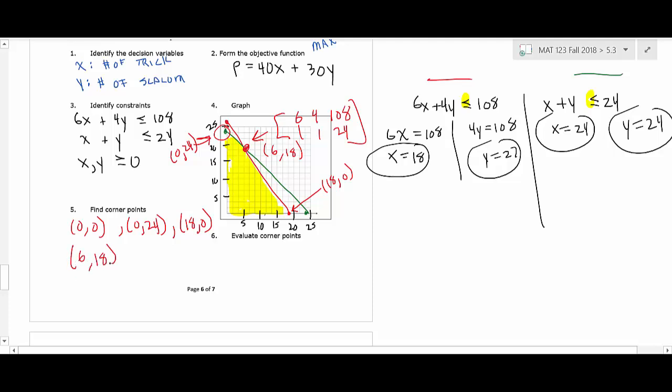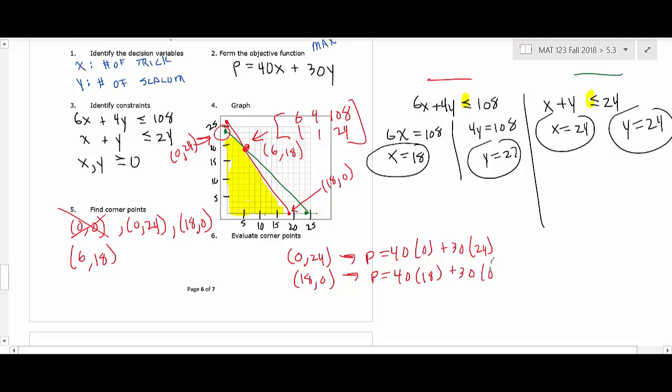Okay, so we got that. Now what we do is plug into the objective function, and then we're done. You can bypass the 0, 0 because we're finding maximum profit. So you would just plug in the 0, 24. That would be P equals 40 times 0 plus 30 times 24. Then plug in the 18, 0. That would be P equals 40 times 18 plus 30 times 0. And then do the 6, 18. That would be 40 times 6 plus 30 times 18. We'll just figure out which one's the biggest.